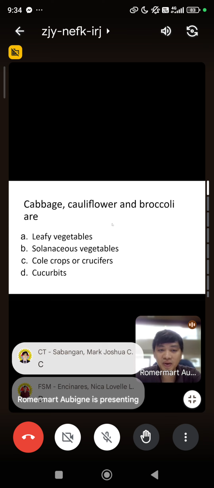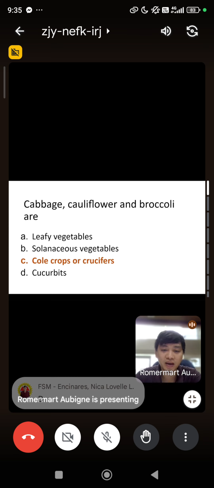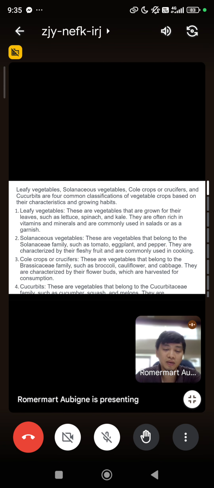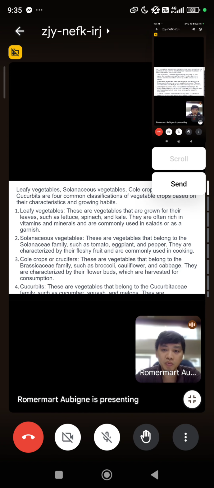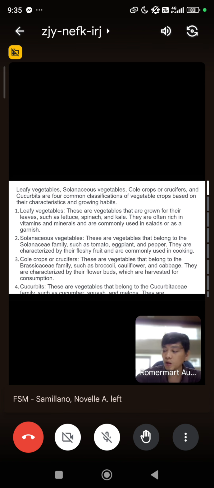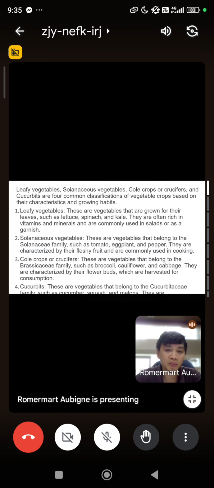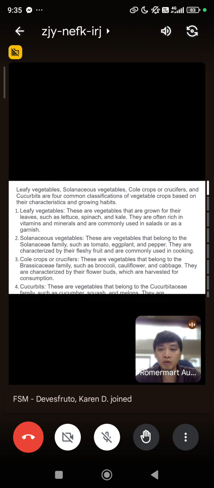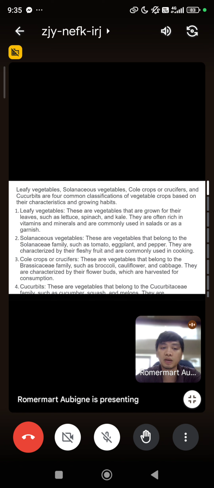So, cabbage, cauliflower, and broccoli are cole crops or crucifers. So, to make it clear for everyone, leafy vegetables, solanaceous vegetables, cole crops or crucifers, and cucurbits are four common classifications of vegetable crops based on their characteristics and growing habits. So leafy vegetables, these are vegetables that are grown for their leaves, such as lettuce, spinach, and kale. They are often rich in vitamins and minerals, commonly used in salads or as garnish.